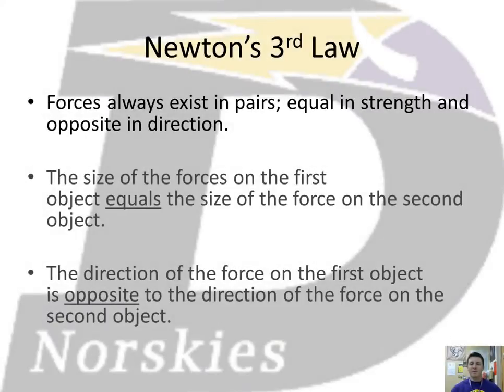A couple of definitions here. Newton's third law of motion states that forces are always going to act in pairs that are equal in strength and opposite in direction. So this means that the size of the force on the first object equals the size of the force acting on the second object. It also means that the direction of the force on the first object is opposite to the direction of the force on the second object.